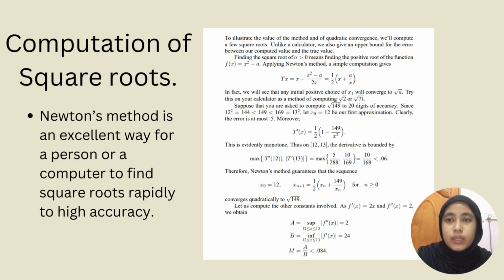Therefore, Newton's method guarantees that the sequence x0 equals 12, xn plus 1 equals 1 over 2 times xn plus 149 over xn, for n greater than or equal to 0, converges quadratically to the square root of 149. Let us compute the other constants involved: f prime of x equals 2x and f double prime of x equals 2. We obtain a equals 2, b equals 24, and m equals 0.084.